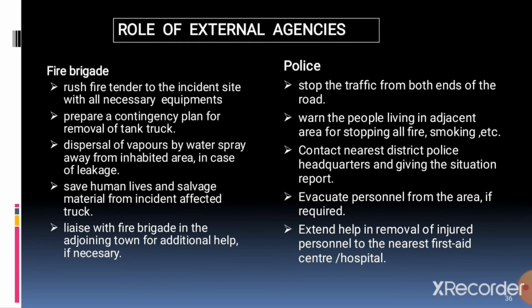Second is police, stop the traffic from both the ends of the road, warn the people living in the adjacent area against lighting fires and smoking, contact nearest district police headquarters and give the situation report, evacuate personnel from that area, extend help in removal of injured personnel to the nearest first aid center or hospital.